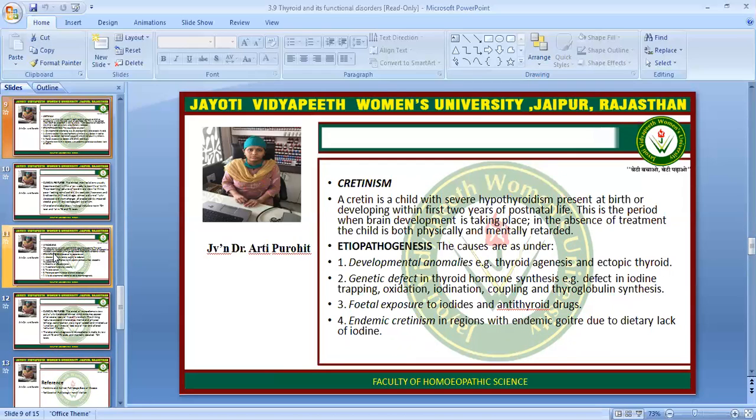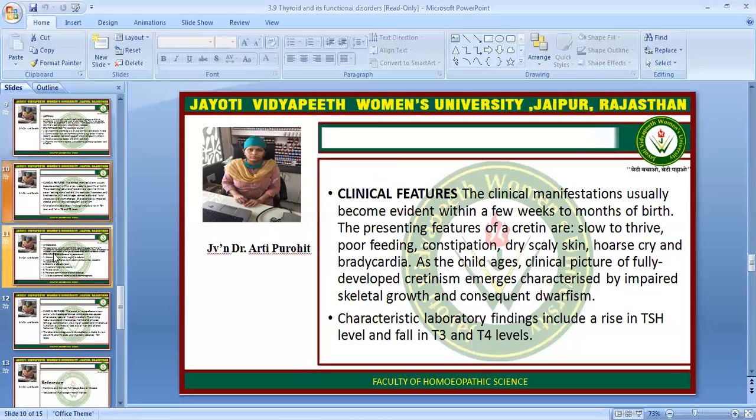The etiopathogenesis: first is developmental anomalies, that is thyroid agenesis and ectopic thyroid. Second is genetic defect in thyroid hormone synthesis, that is defect in iodine trapping, oxidation, iodination, coupling, and thyroglobulin synthesis. Third is the fetal exposure to iodides and antithyroid drugs. Fourth is the endemic cretinism in regions with endemic goiter due to dietary lack of iodine.